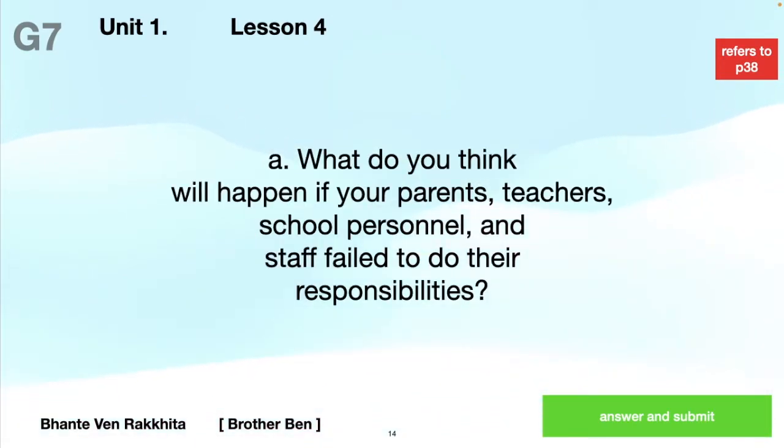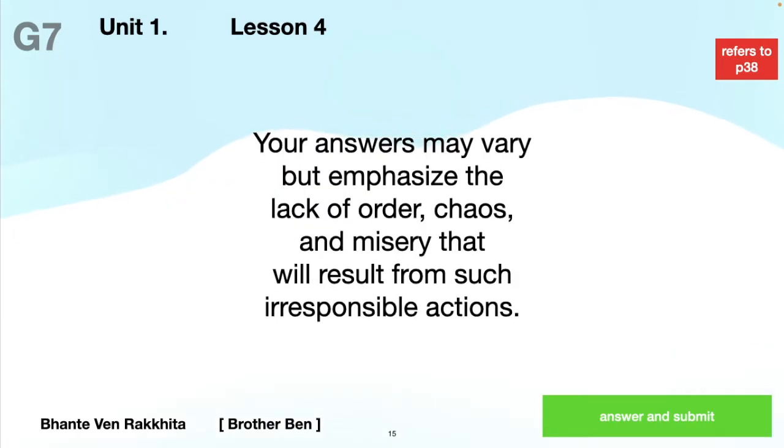What do you think will happen if your parents, teachers, school personnel and staff failed to do their responsibilities? Answer and submit. So a little guide here. Your answers may vary, but I'd like to emphasize that lack of order, chaos and misery can result from such irresponsible actions. So in Buddhist terms, we call that dukkha, or suffering. So then that's caused when people don't take personal responsibility seriously and do the effort.